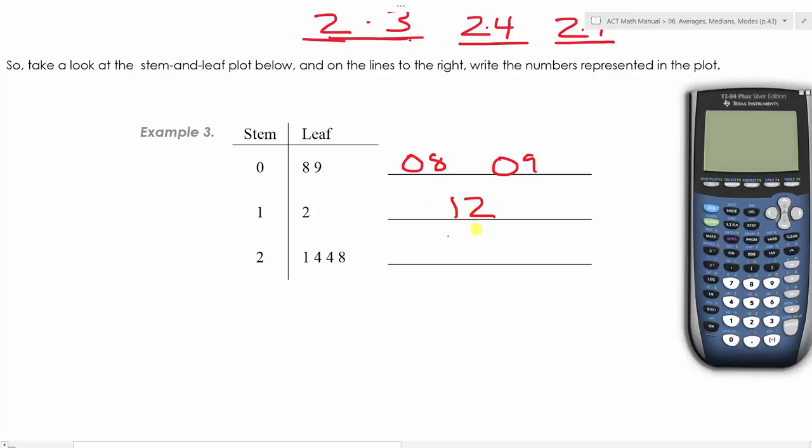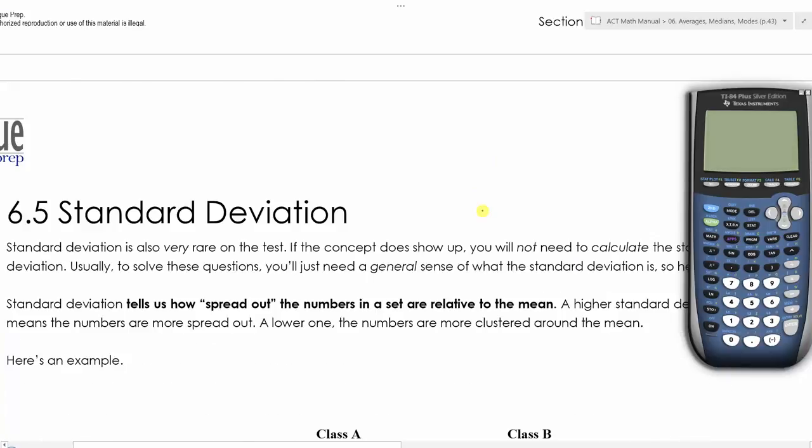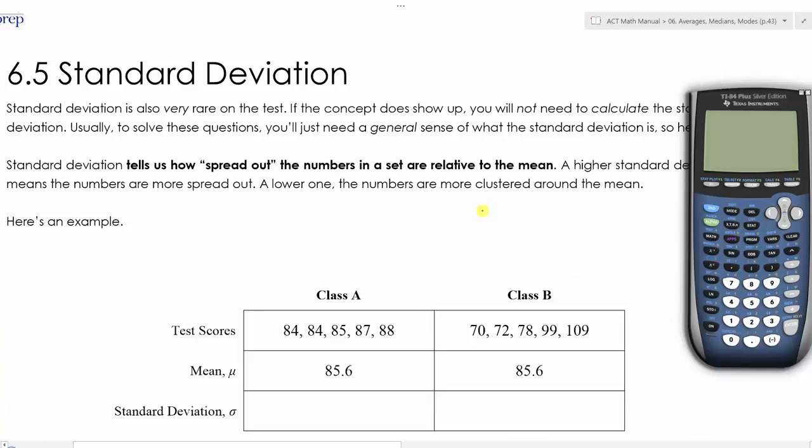And then the number 12, and then the number 21, 24, 24, and 28. So that is what stem and leaf plots are all about. Again, hopefully not too challenging for most students.